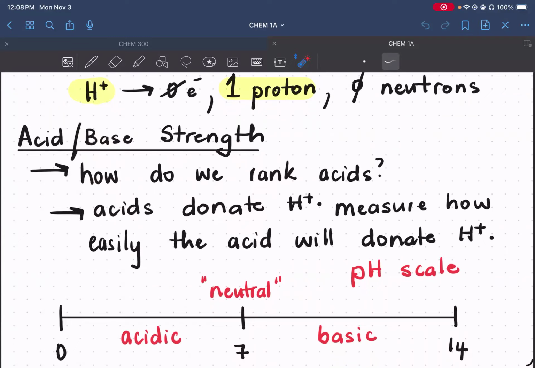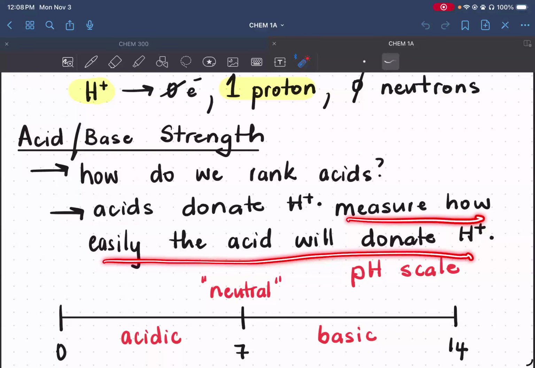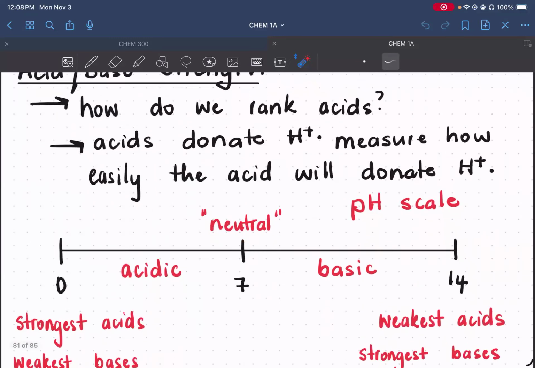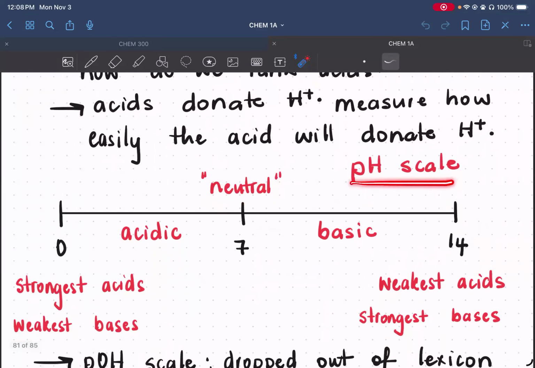And it's this very basic idea that leads us to our discussion of acid and base strength. In fact, the question is ultimately, how can we rank acids? How can we determine that one is stronger than another? Well, we remember the basic idea that acids will donate protons. So if we could measure how easy it is for that acid to donate a proton, we can devise a ranking system. This is what led to the pH scale.